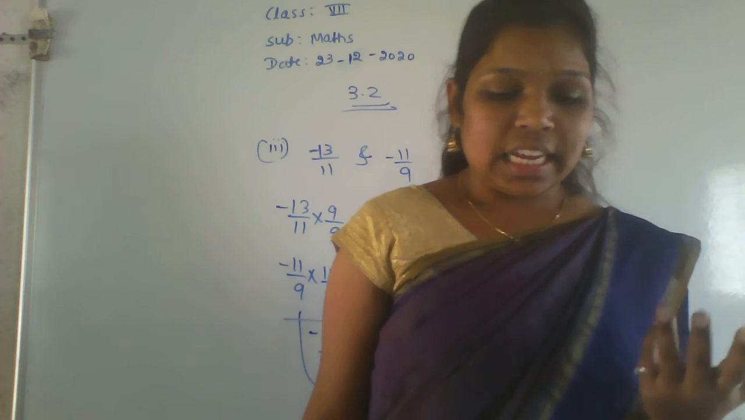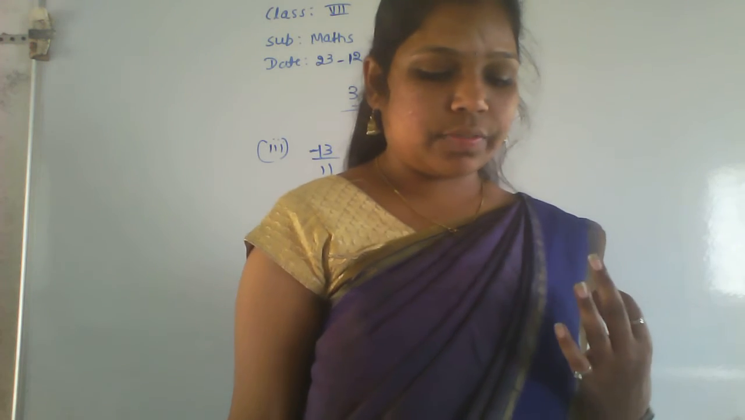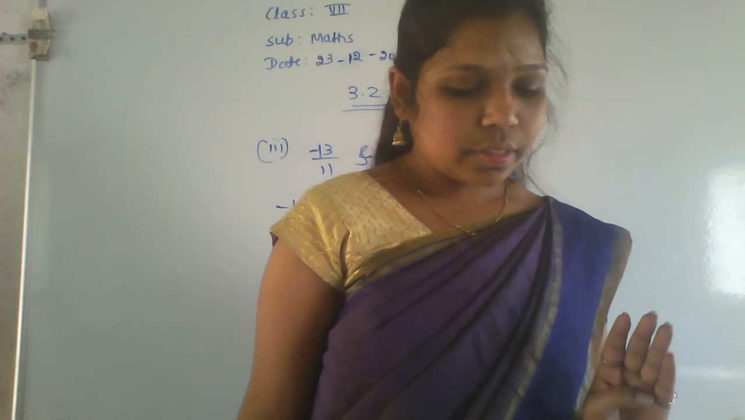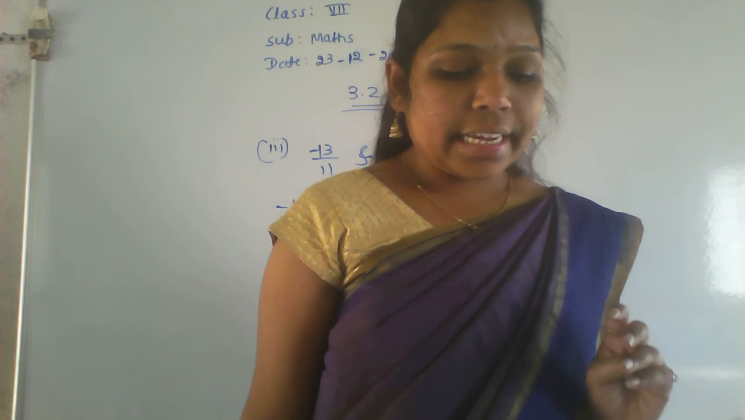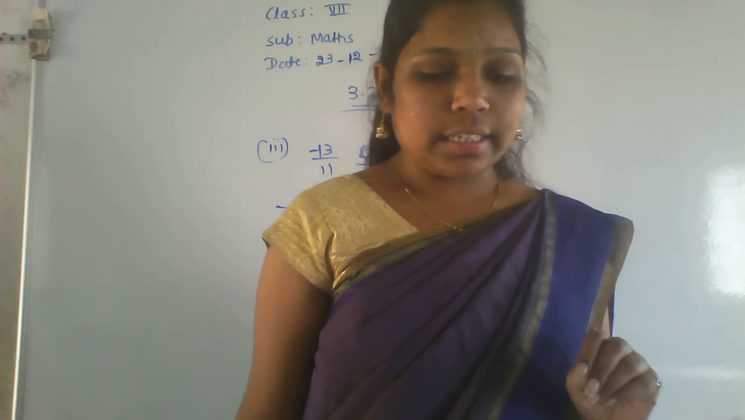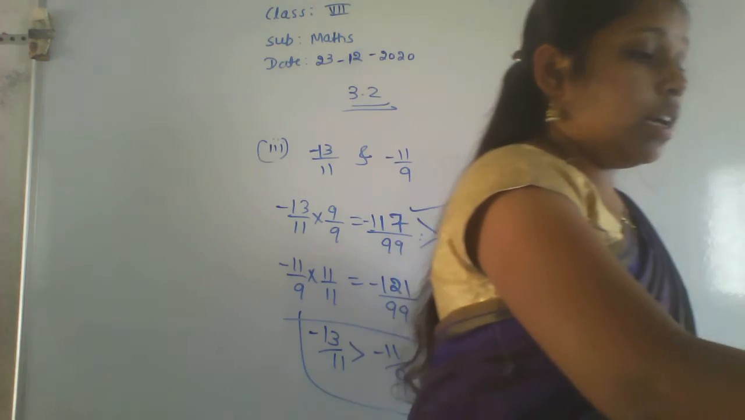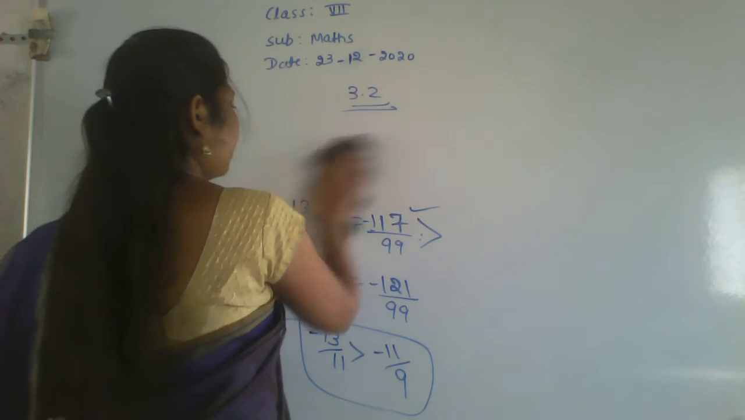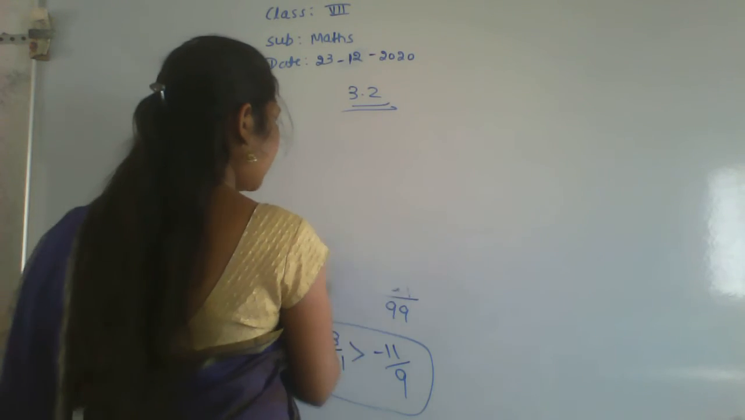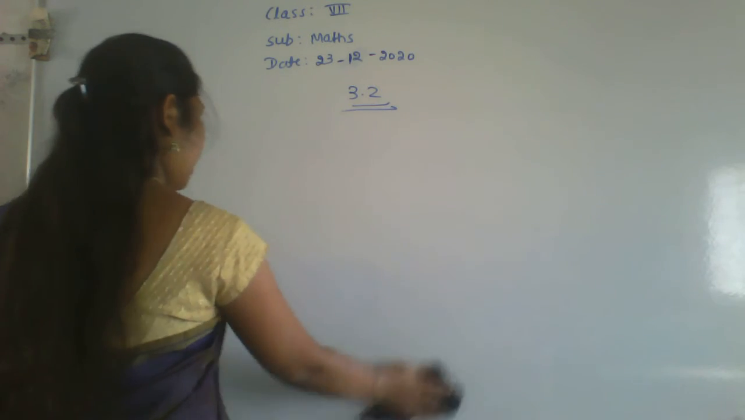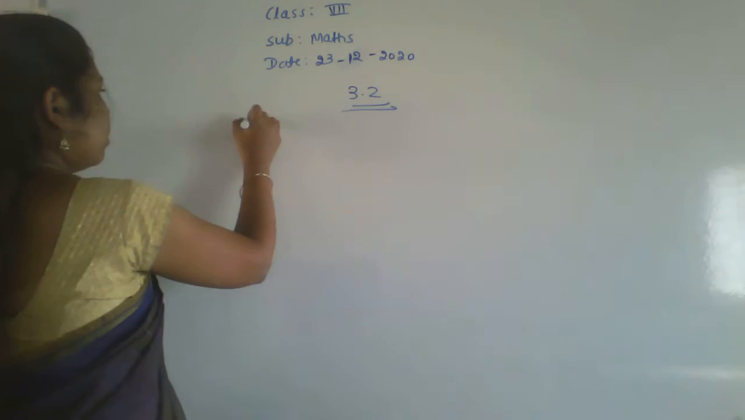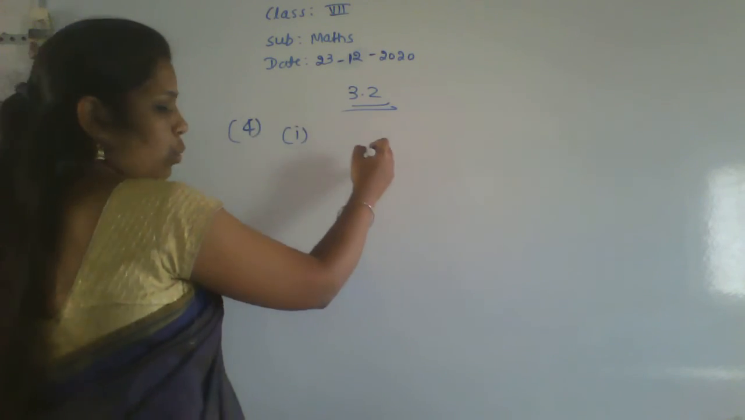Okay, another three problems are left: fourth, fifth, sixth. Fifth one you only do. Okay, next, fourth one. Fourth main: arrange the following rational numbers in ascending order. To write in ascending order, you have to make the denominator value the same. After that, we can write the ascending order. Otherwise we can't write. So fourth main, first one I do, another two you only do.